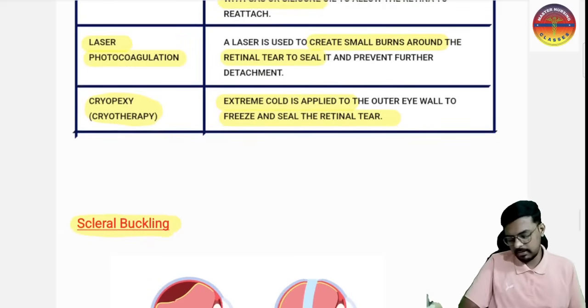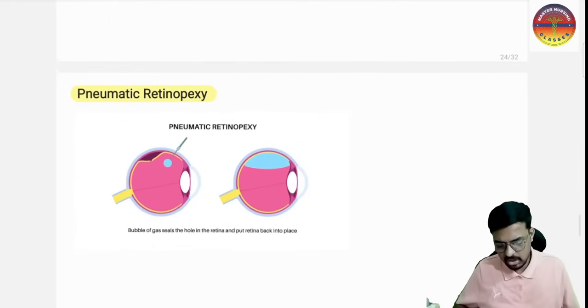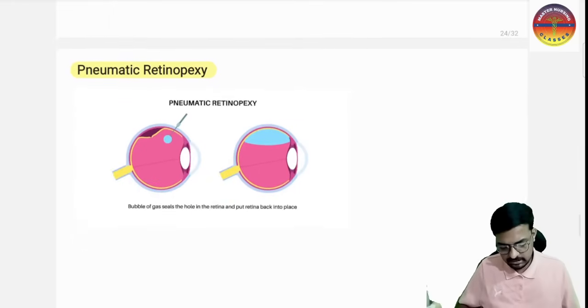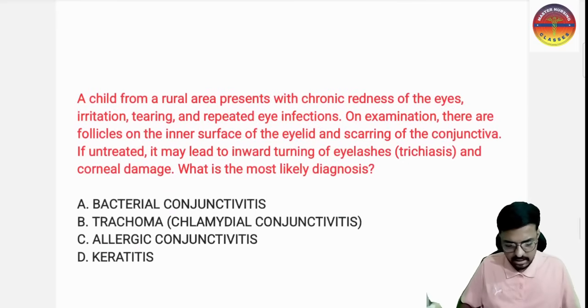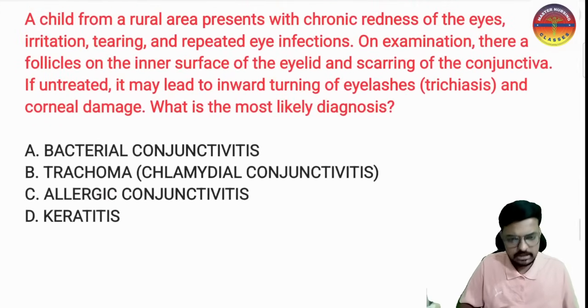Here we have the images of the scleral buckling, which may come as an image-based question also. And here we have the pneumatic retinopexy, that is also a very important question. And here we have the next question. Please do read the question properly, then try to give the answer.